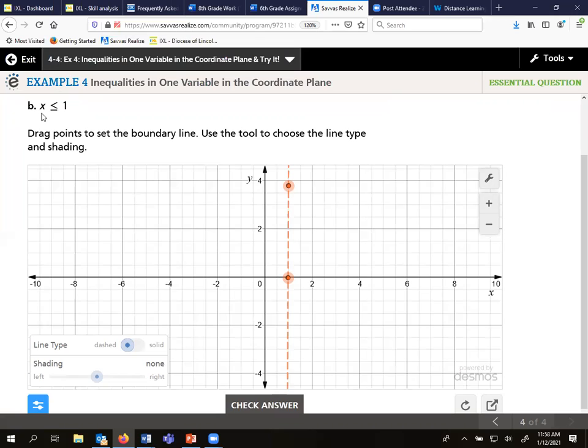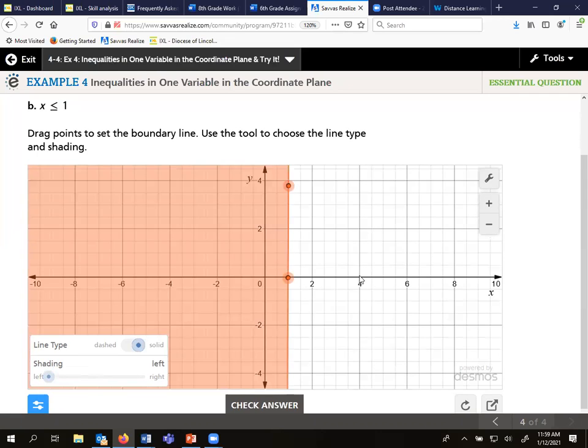We want numbers that are less than or equal to 1. So is my line going to be solid or dashed? Solid. Good. And then are we going to shade on the left or the right? Left, because we want numbers less than 1. An easy way to check: 0. Is 0 less than 1? Yes, so it has to be included in the shading. 4 is not less than 1, so it should not be included in that shading.